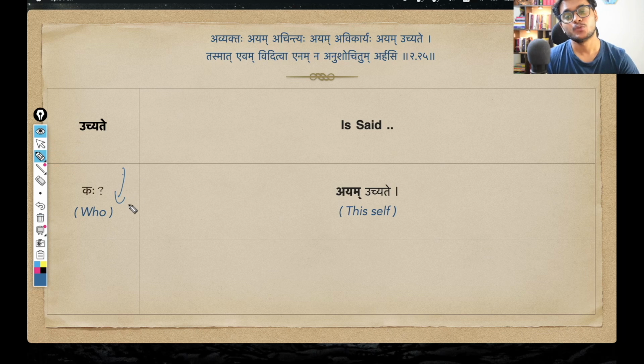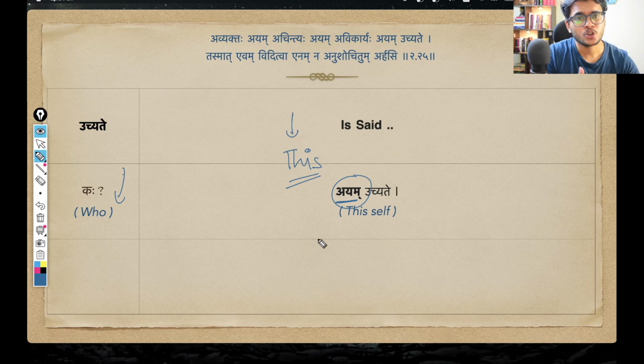Okay, and now if we move on. So we are asking a question: kaha? The response we get is ayam uchyate. Ayam translates as this. That this is said to be whatever we'll decode further in the shloka. And this we know from the context of this shloka and all the shlokas that we have come through, that this is pointing towards the implicit use of self, the Atman, the soul. Because we have been talking about the self for the past few shlokas.